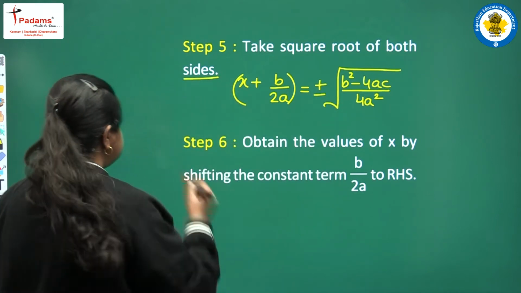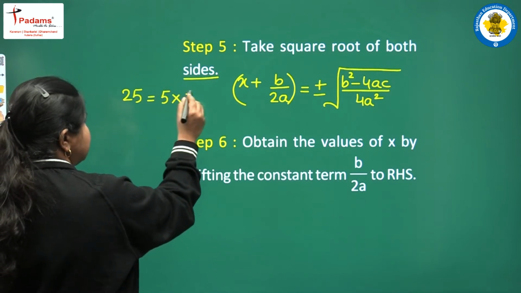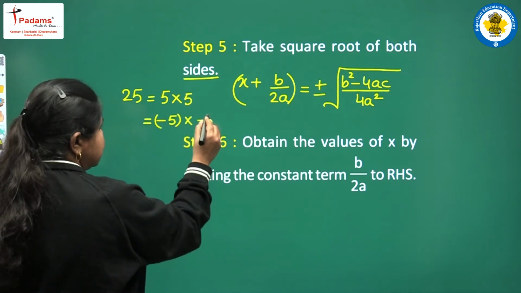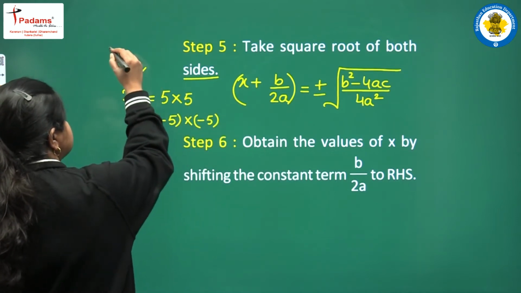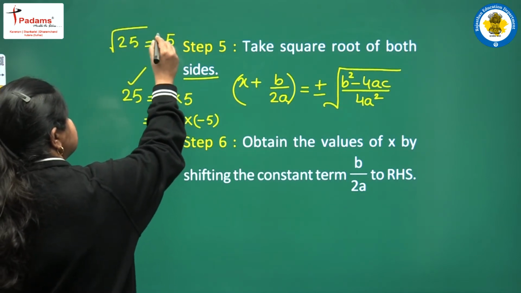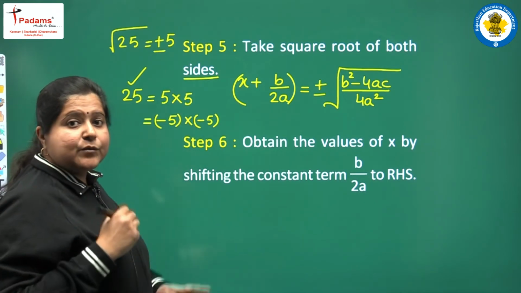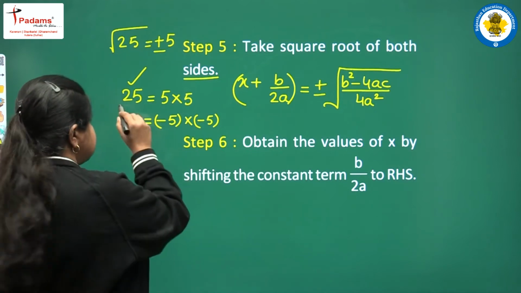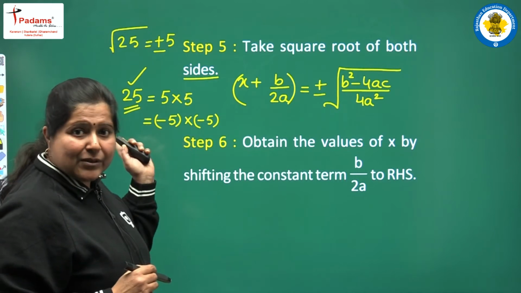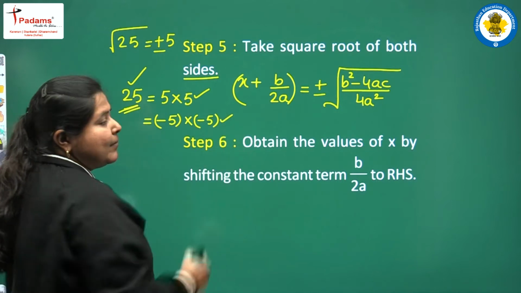How? Let us see. When we write the number 25 we get it as 5 into 5 also and we can also have it as minus 5 into minus 5. तो आप देखेंगे 25 का square root of 25, it will be plus 5 also and minus 5 also. What is the square root of a number? That number which when multiplied by itself gives us this number back. और आप देखेंगे 5 को 2 times multiply करें या minus 5 को, हमें मिल तो रहा है 25. तो 25 का square root 5 भी है और minus 5 भी है.